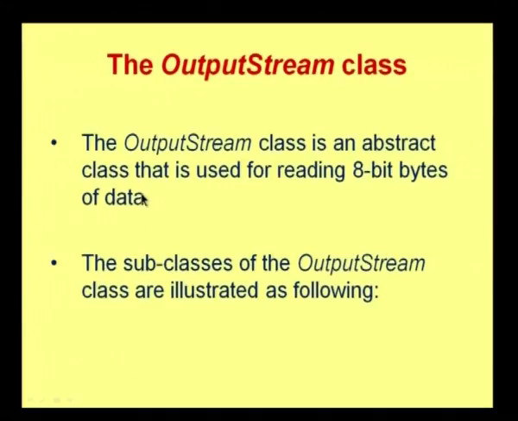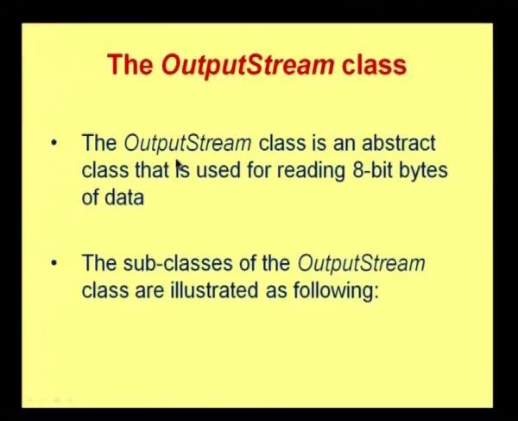The output stream class is an abstract class that is used for writing 8-bit bytes of data. The subclasses of the output stream class are illustrated as follows. We have already seen that the input stream class is an abstract class which has various inherited input stream classes. Similar to that, for output stream also we have an abstract class, and then we have a set of inherited classes from the output stream class.